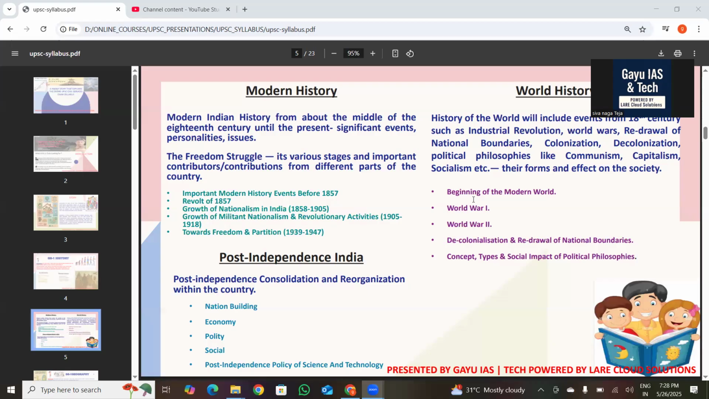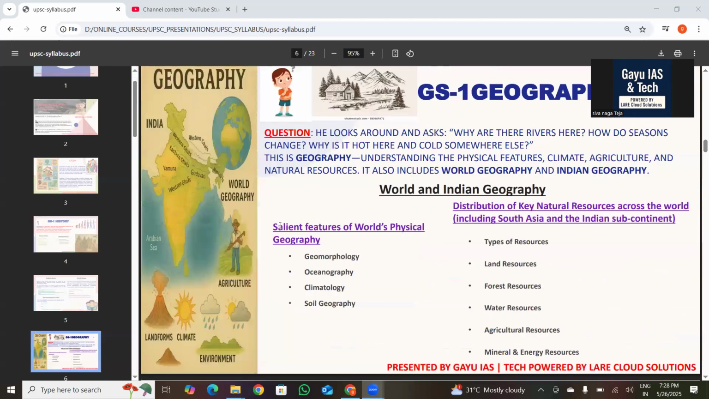Now we are going to the geography path. This is in geography.